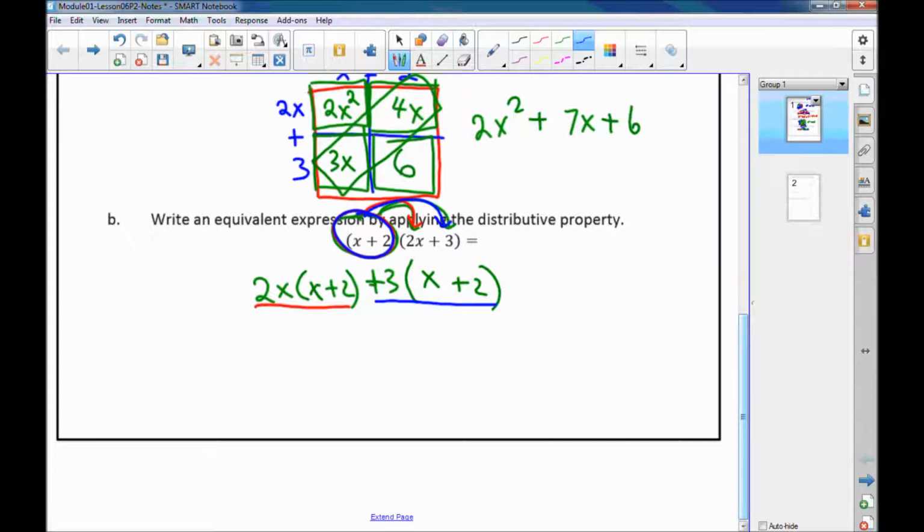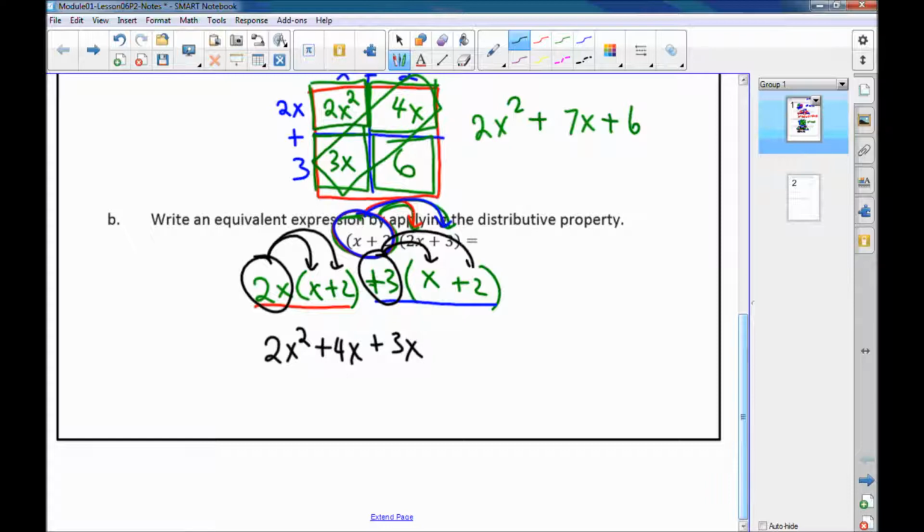Now we do the distributive property one more time. So 2x times x is 2x squared. 2x times 2 is 4x. Plus 3 times x will give us plus 3x. And plus 3 times plus 2 will give us plus 6. Once again, the middle terms are the same, so we can combine them for 7x plus 6.